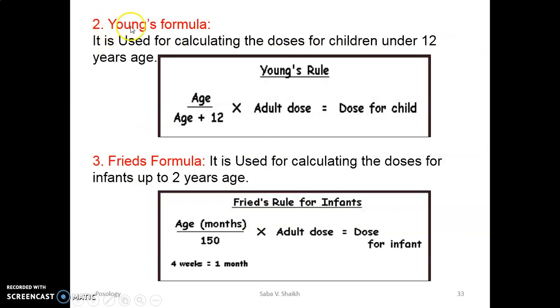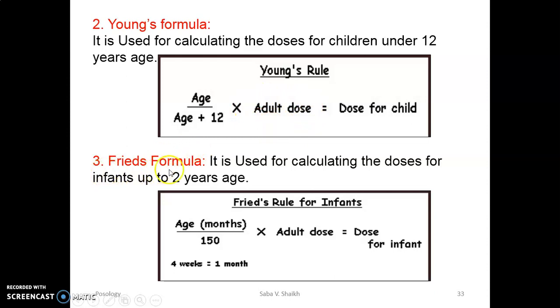The next is Young's formula. It is used for calculating the doses for children under 12 years of age. The formula is age upon age plus 12, where age is in years, into adult dose, equal to dose of child. Again, the adult dose is always given to you as a reference value.